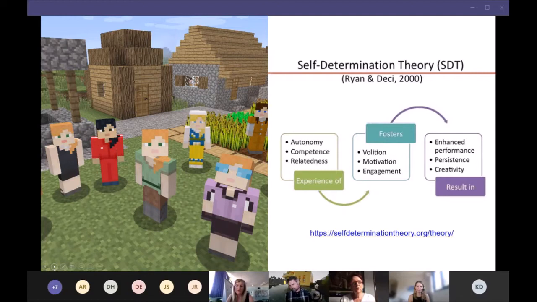And we'll hear these in the stories that are going to come from the classroom teachers and from Matt and Jess talking about the implementations of Minecraft. From those 3, autonomy, competence, and relatedness, people develop volition, motivation, and engagement. Those are all things we really want in education, which in turn fosters enhanced performance, persistence, and creativity. If you could move the slide on, Lauren.